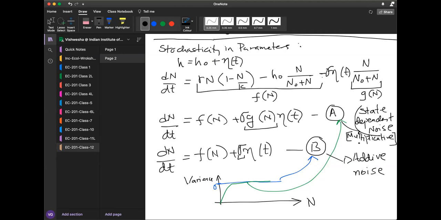So multiplicative noise is the other name. So why do we call it multiplicative? Because the noise term is multiplied with the state variable itself. N, the population size, is the state variable, so the noise variance depends on that. It's a multiplicative factor, as compared to here, where the noise is an added term to the growth rate. It doesn't multiply with anything about the population size. Okay. So there are two different types of noises. This is additive.